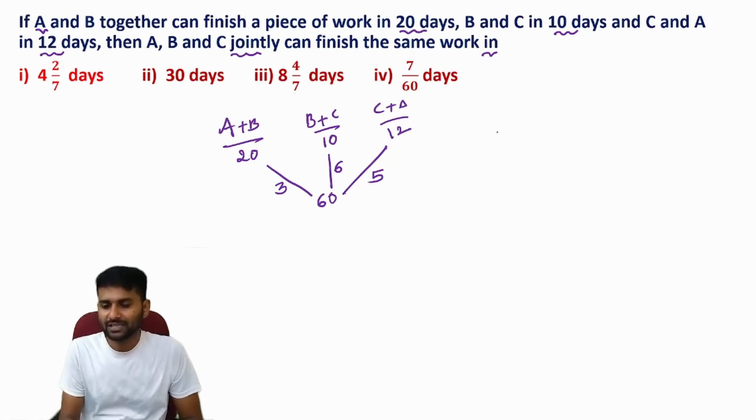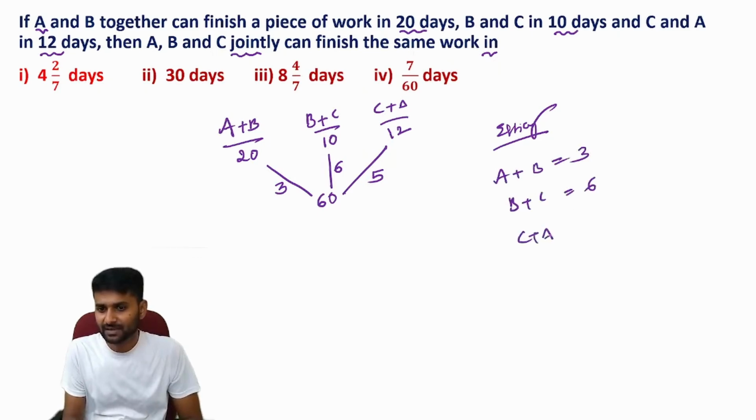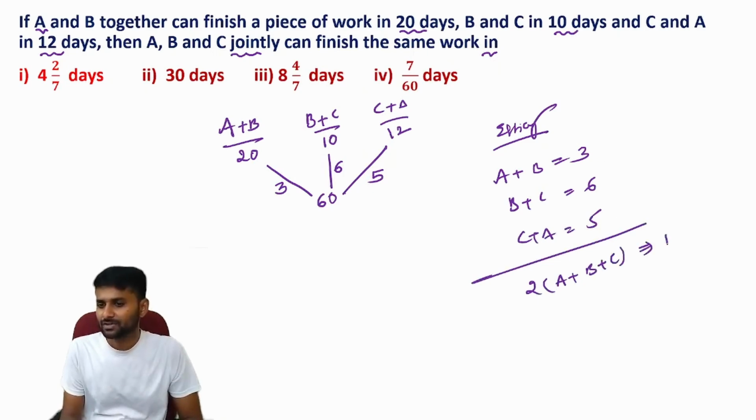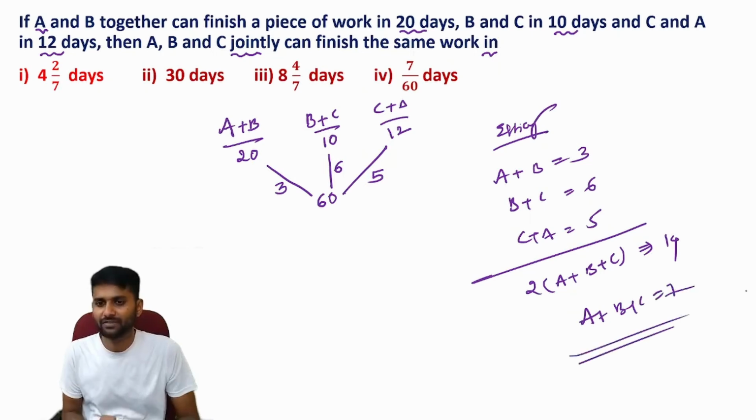Now, if you go through the efficiency of each and every person, now see, AB 3 units, BC 6 units, CA 5 units. If you go through the sum, you will get 2 times the A plus B plus C efficiency. So exactly 14 units means A plus B plus C is equal to 7 units.